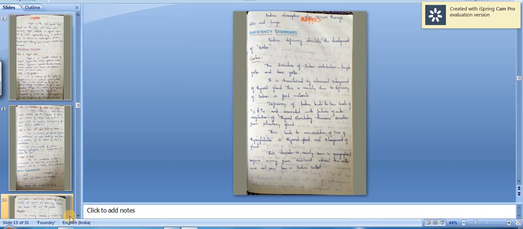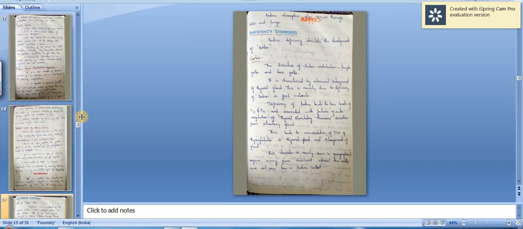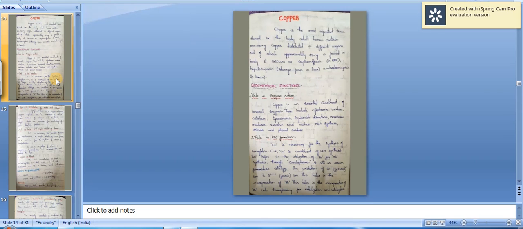Next, coming to the next mineral, copper. Copper is an important trace element. It is also an essential trace element and a micro mineral.